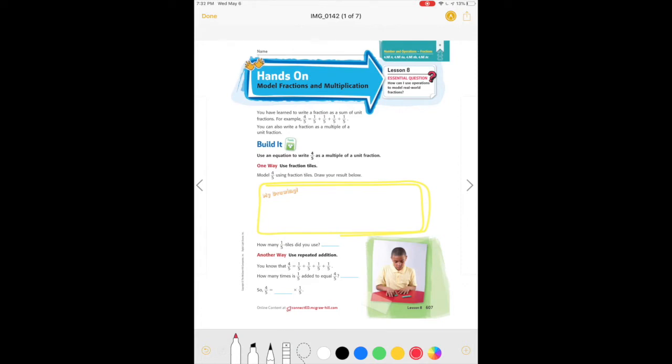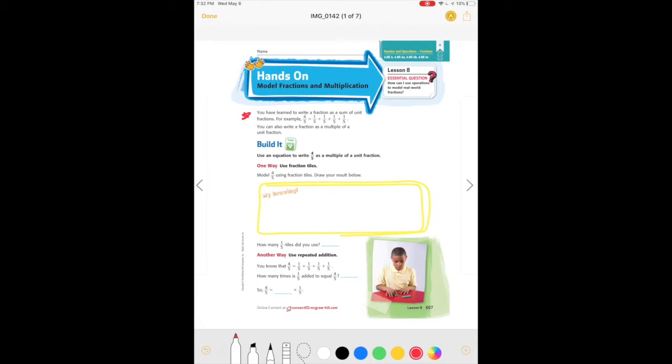We are going to read up here. You've learned to write a fraction as the sum of a unit fraction. For example, 4/5 is equal to 1/5 plus 1/5 plus 1/5 plus 1/5. You can also write a fraction as a multiple of a unit fraction. Build it. Write an equation to write 4/5 as a multiple of a unit fraction.